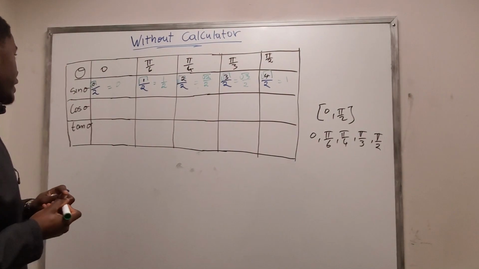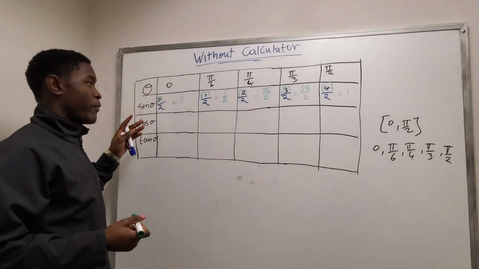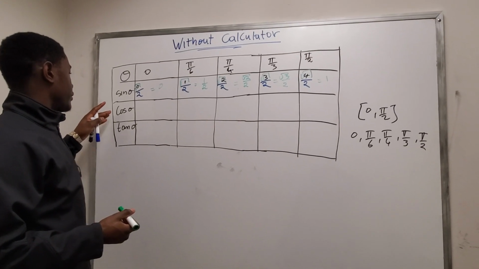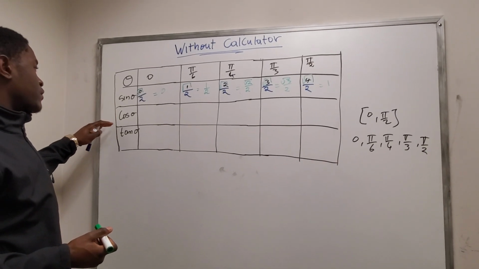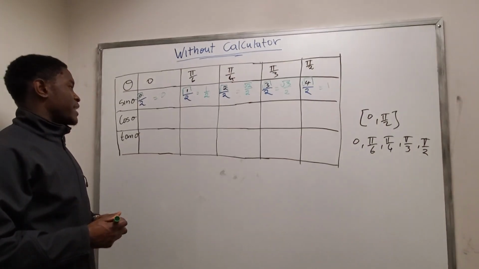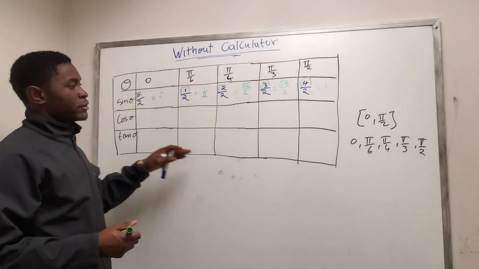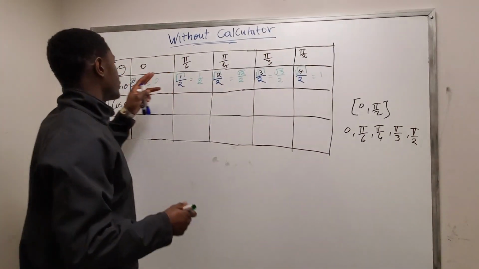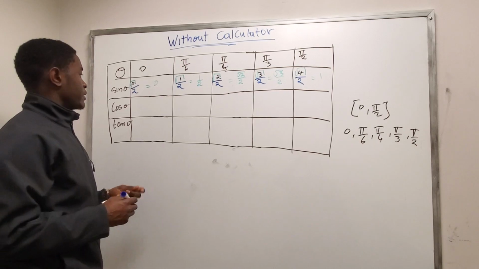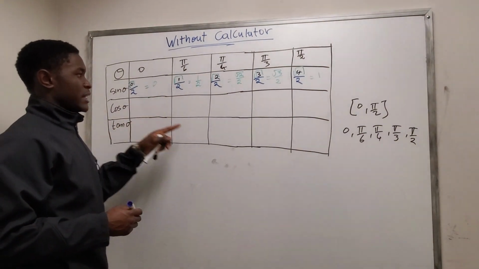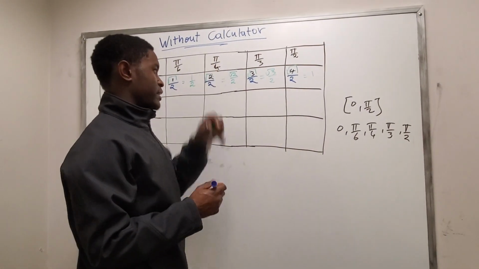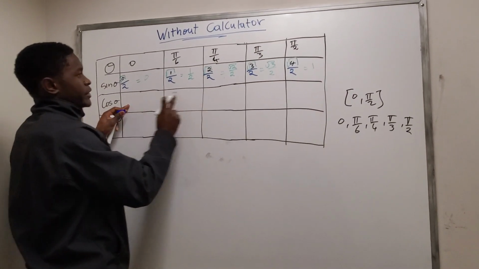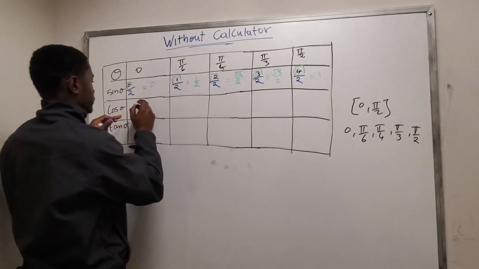So now that we have completed the line of sine, which was a very important part of this table, you have to complete the line of cosine. To complete the line of cosine, you take the values of sine from the greatest angle to the smallest angle. That means the first value of the cosine will be the last value of the sine. So the cosine of 0 will be the sine of pi over 2.